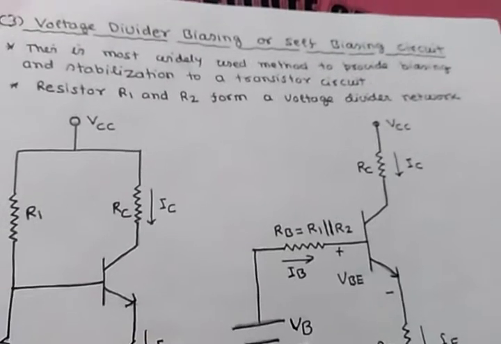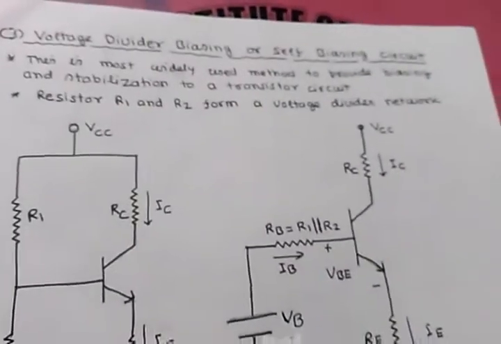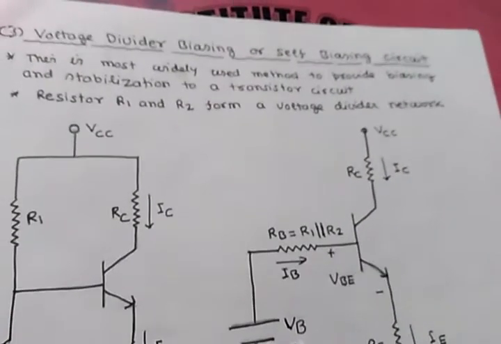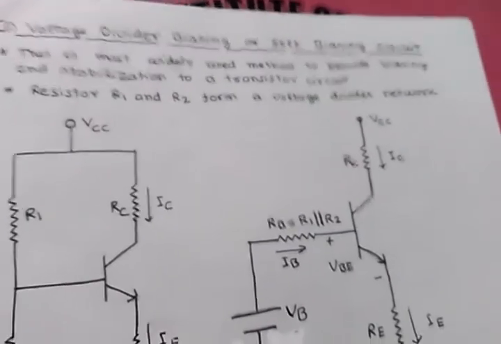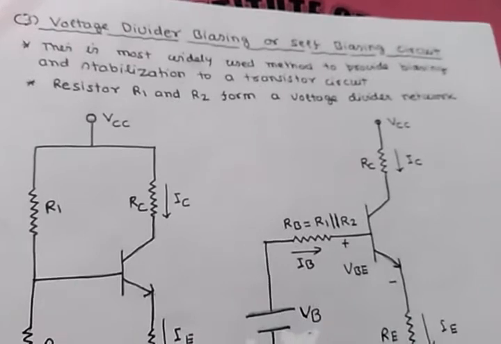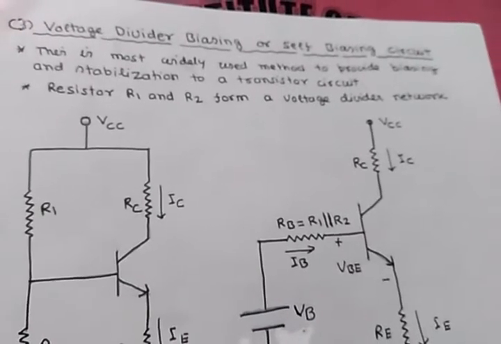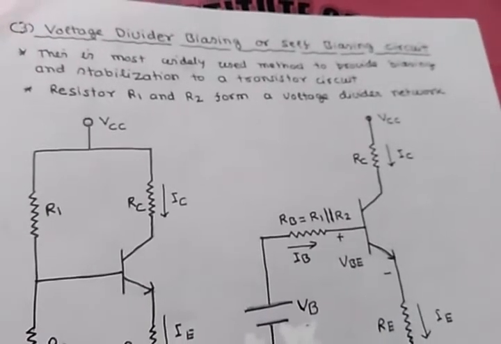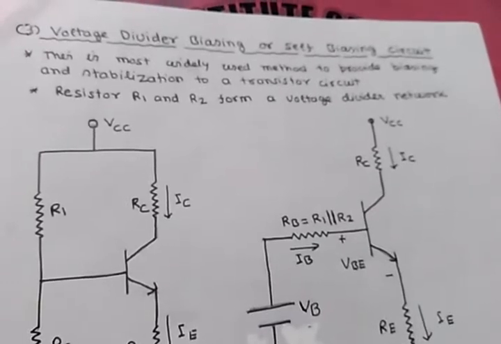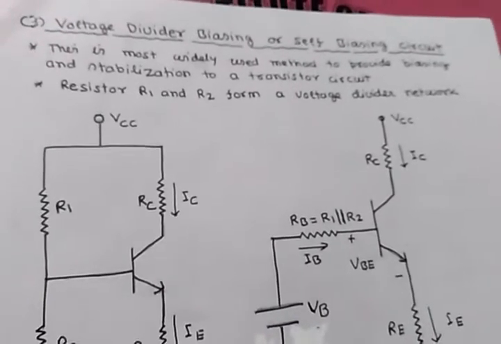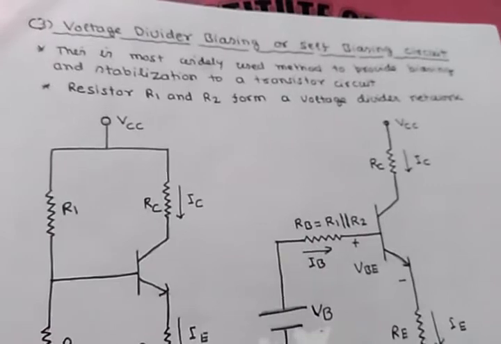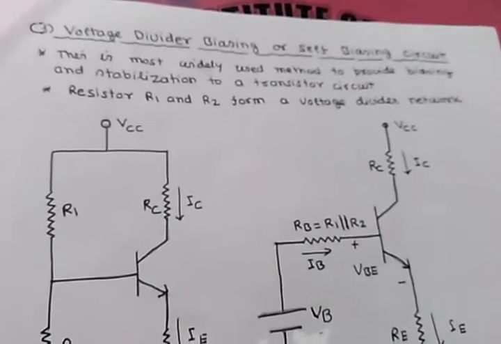Biasing using collector to base feedback resistor provides good stability, but due to the use of negative feedback, it decreases the gain. Voltage divider biasing or self-biasing overcomes this problem. It can provide good stability without decreasing the gain.